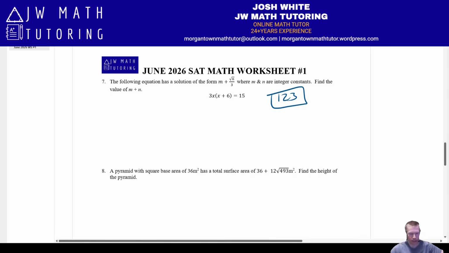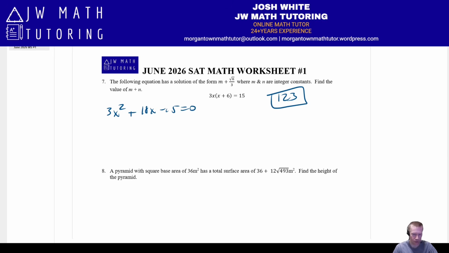Okay, now real quick, if you were going to do this by hand, I will just show you. First thing I would do is distribute this and then subtract over the 15. Okay, so we get it equal to 0. Then we're going to go to the quadratic formula. Okay, negative b plus or minus square root of b squared minus 4 times a times c, all over 2 times a.